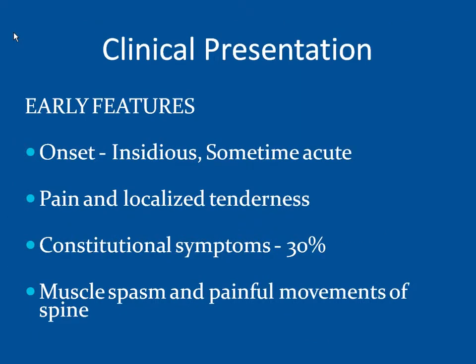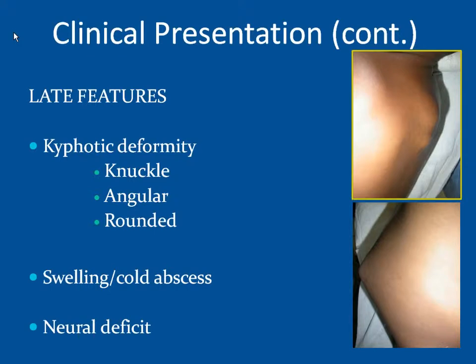So early features that we have in this disease are the onset of the disease is quite insidious. Sometimes it could be acute. However, there is pain and localized tenderness. Constitutional symptoms are present in about 1/3 of the patients, and they present to you with muscle spasms and painful movements of the spine. However, in the late stage, what happens is that you get a kyphotic deformity of various types, and you could get a knuckle deformity, angular or rounded kyphosis, and the patient may present with swelling, collapse, or a neural deficit, and that becomes a very late stage.